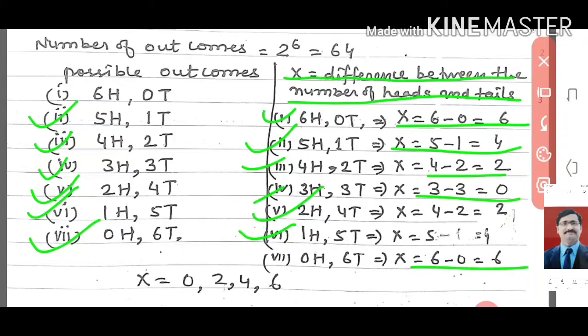So you have these numbers: 0, 2, 4 and 6. So capital X, what can you write? 0, 2, 4 and 6 you can write. So I hope you understand this.